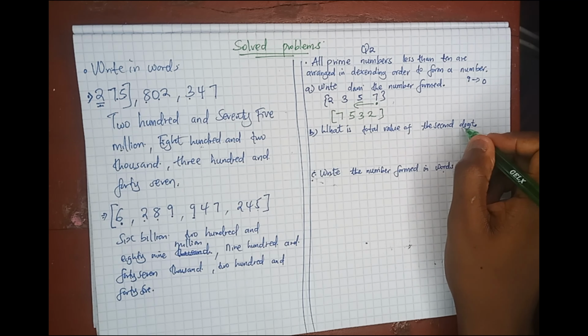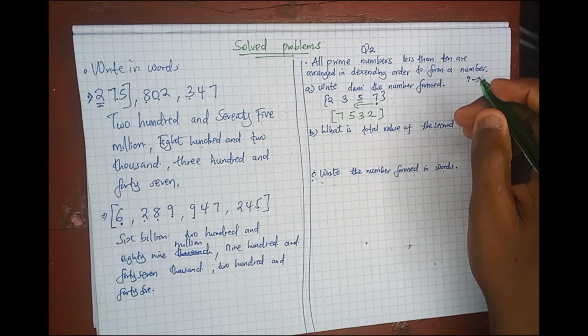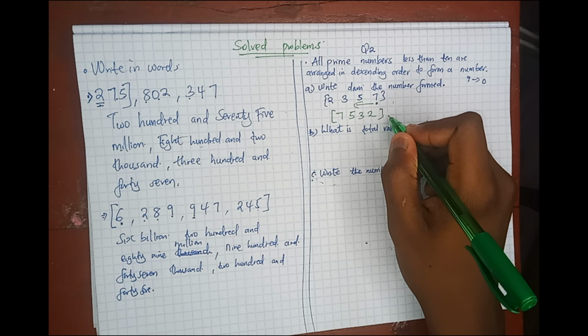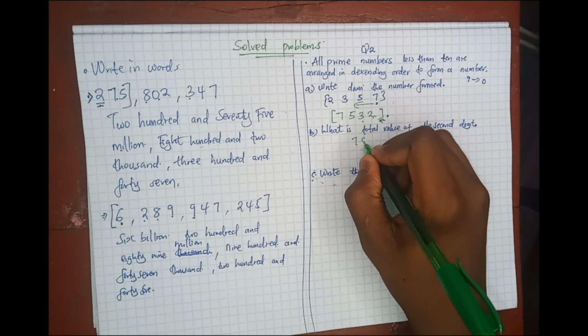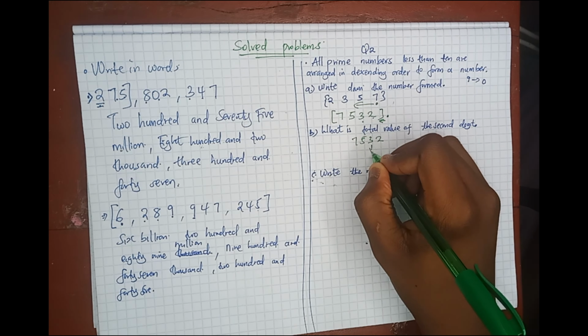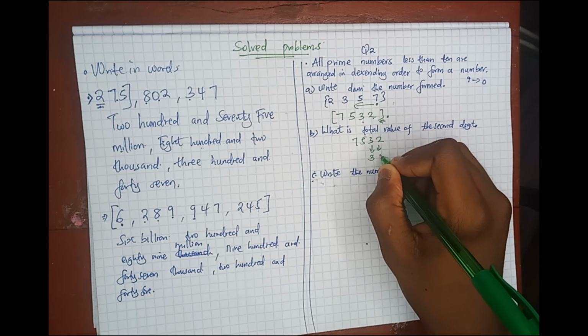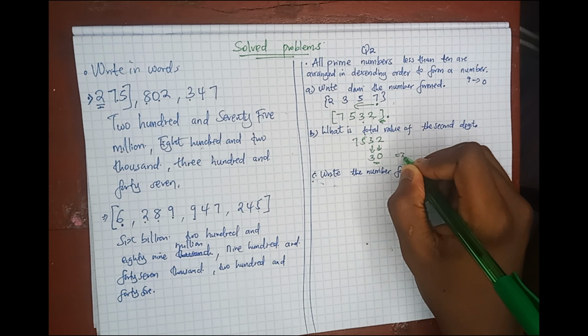What is the total value of the second digit? So digits to count from right to left. So in the first, second. So total value second digit is 3. So ni ina drop to 0. So answer ni 30.